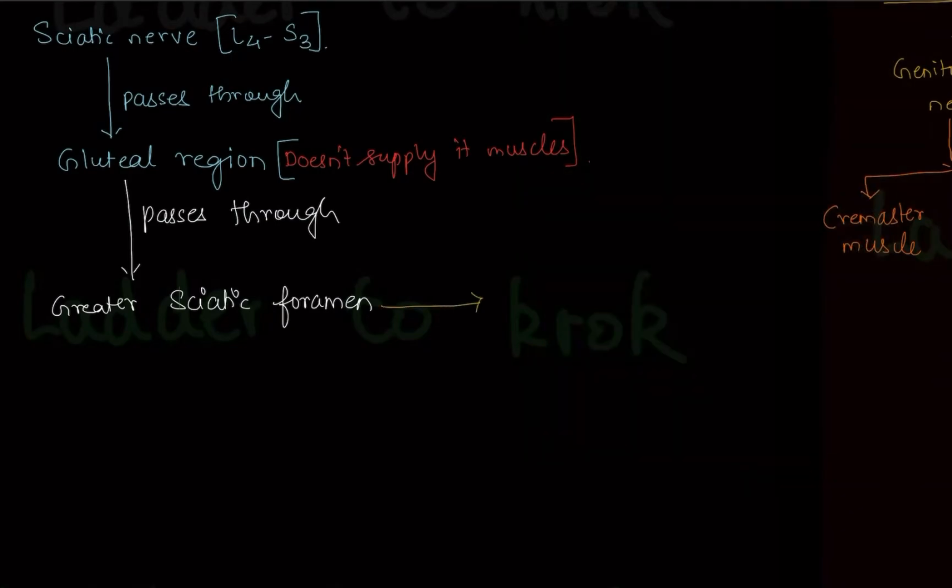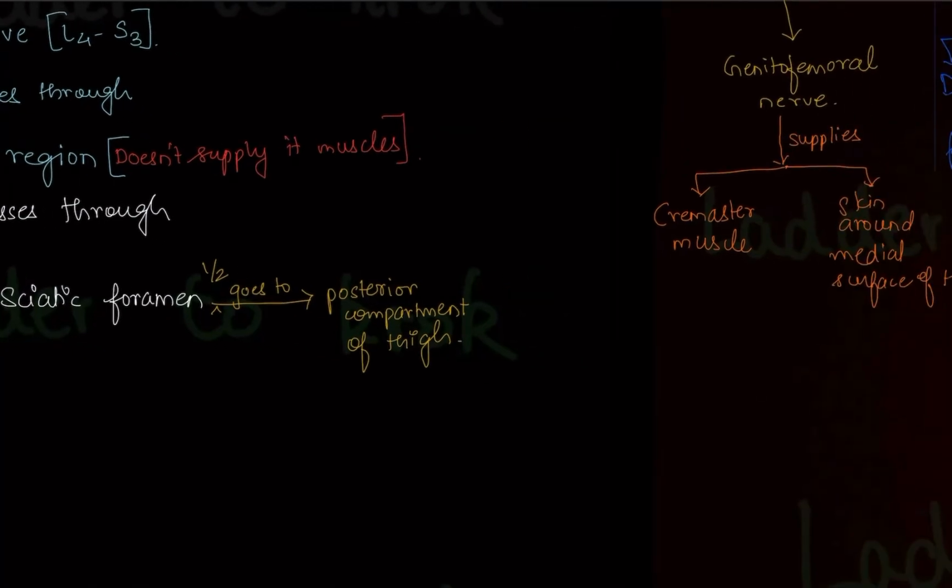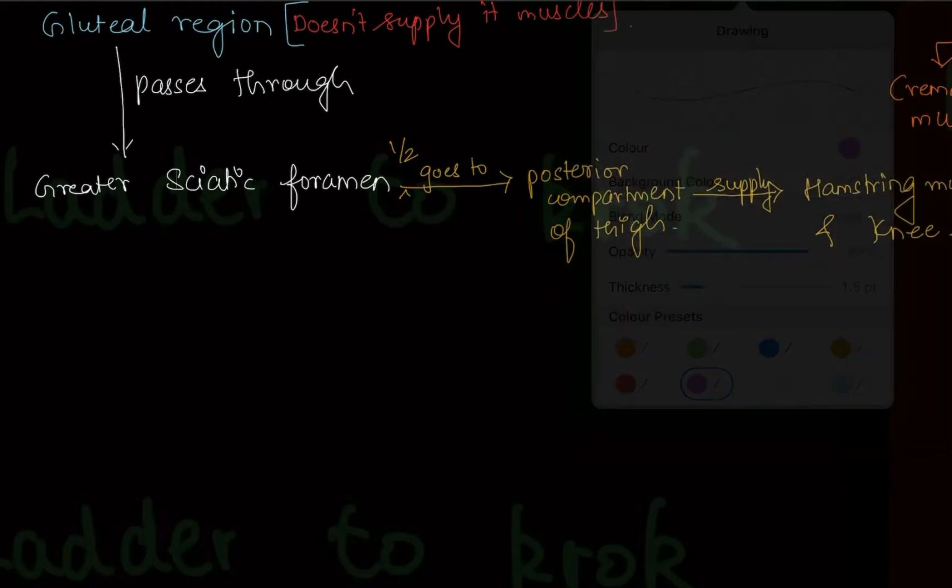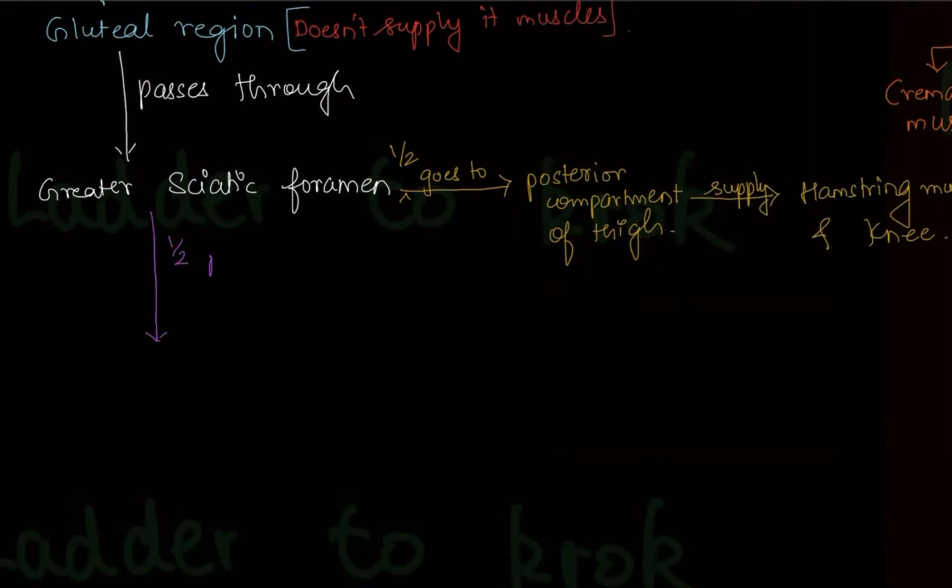So let's divide it into two. Starting first, half goes to posterior compartment of thigh. So what will it supply? The muscles which are present in the posterior compartment. So what are the muscles? Write down, it supplies hamstring muscles. Okay. Now the other half of the nerve, which was coming down, passes to the popliteal fossa.